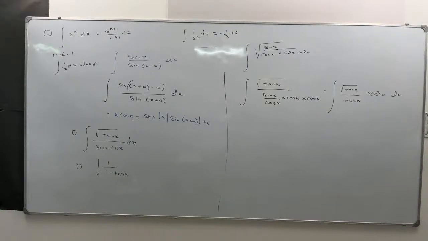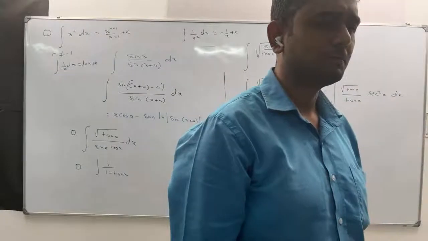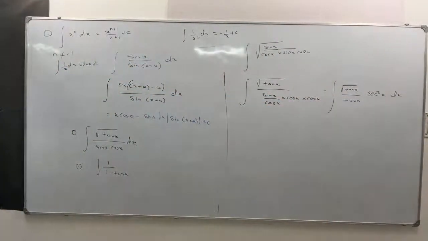You're getting root tan x by tan x. Yes, so 1 by root tan x. Now take tan x as t. So secant square x will become dt. So 1 by root t dt. After that substitution, we should substitute ln of ln of tan x. How are you getting ln? Sorry, sir, 1 by root 2.